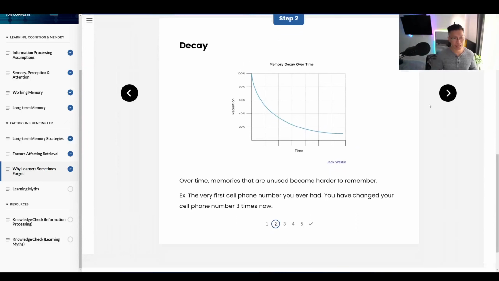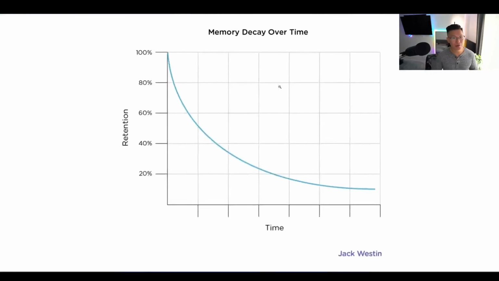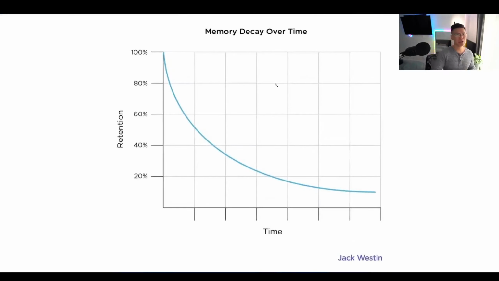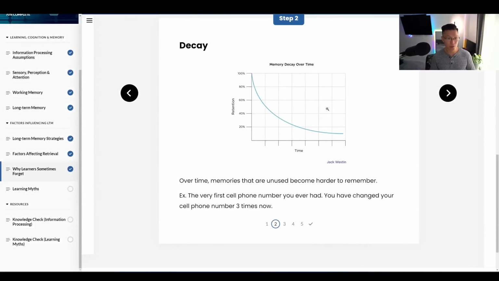Another reason is decay. Over time, memories that are unused, that are not constantly or actively retrieved or encoded, become harder to remember. I have a graph here that shows how memory decays over time. As time increases, with the lack of repetition, you can see that memory does decay, and things become harder to remember without repetition or retention.